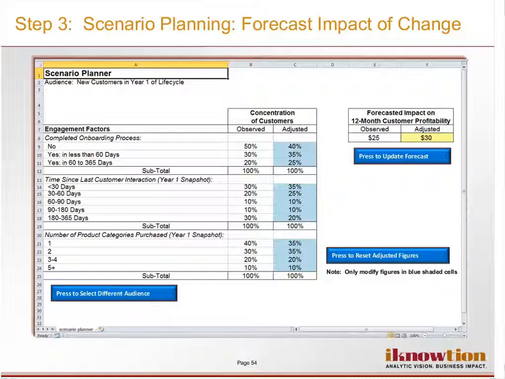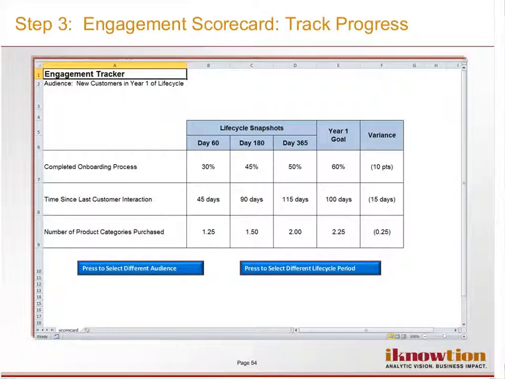So in this example, which is similar to things we've seen in our own experience, getting even a modest number of additional customers to complete the onboarding process, and getting more people to lower their interaction cycle, or the length of time since their last interaction, and finally getting some people to go from one product category purchased in that first year to a second. All of these types of behaviors combined can have a very significant impact on your business, and it's shown in this case to take the average customer profitability from $25 to $30, which would be a 20% increase.